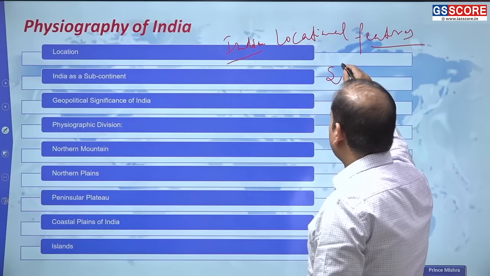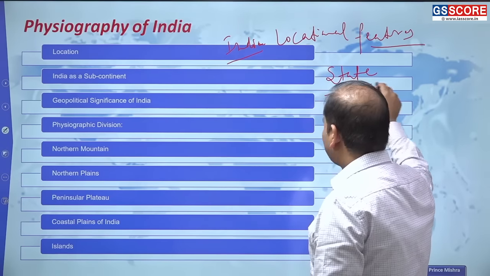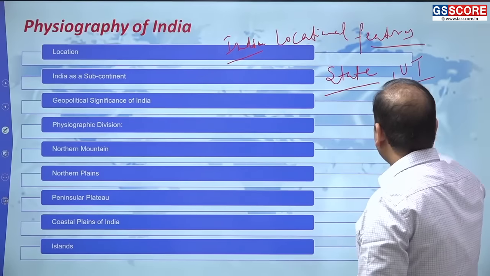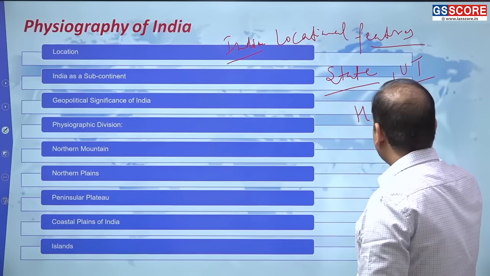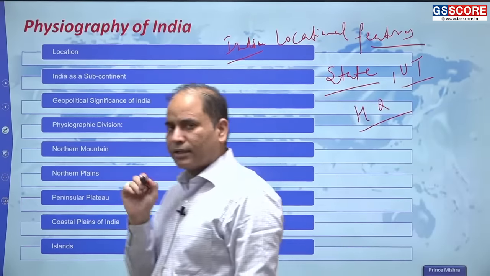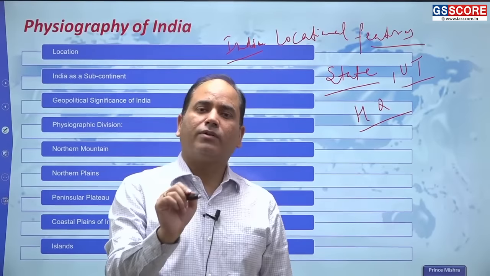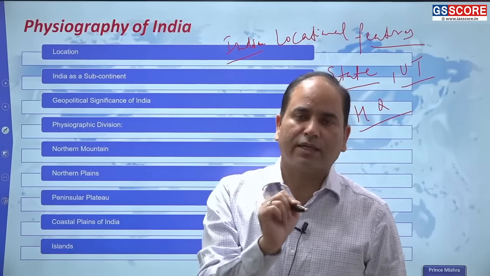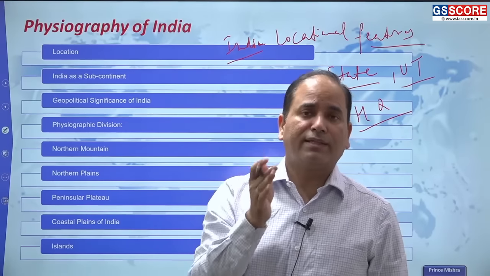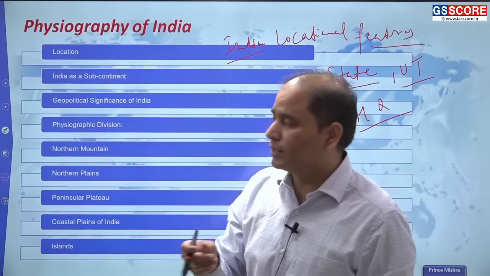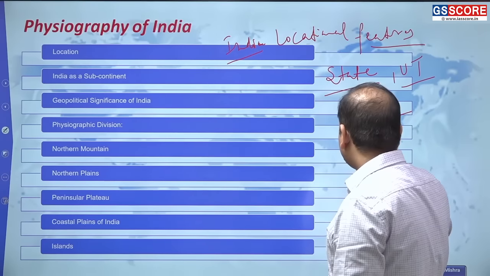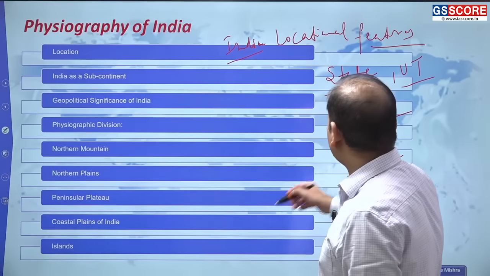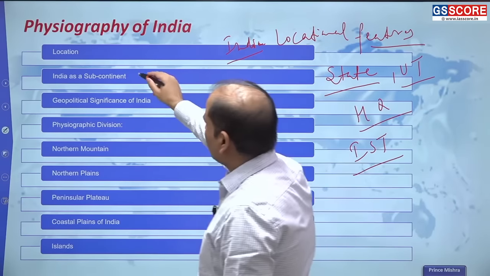Also, it is expected that you should study the different states of our country, and the UTs of our country, and their headquarters. So, headquarters of states and UTs. Also, you need to look at the latitudinal position of those states, UTs, and headquarters. Also look at the Indian Standard Time line, and where it is passing from. All these you are supposed to study under location.